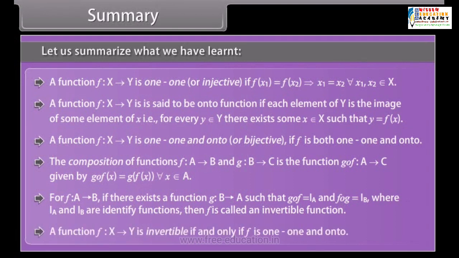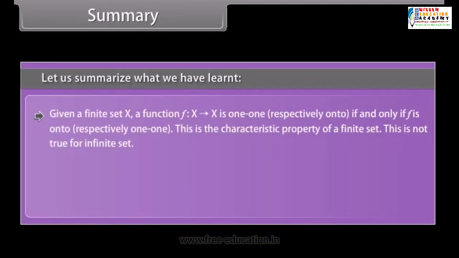A function f from X to Y is invertible if and only if f is one-one and onto. Given a finite set X, a function f from X to X is one-one respectively onto if and only if f is onto respectively one-one. This is the characteristic property of a finite set. This is not true for infinite sets. A binary operation star on a set A is a function star from A cross A to A.